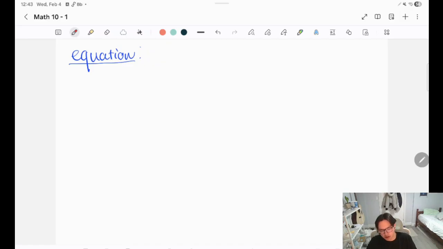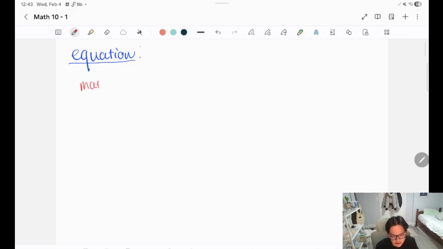So let's move on to our first topic, what the equation means. An equation is a mathematical statement that asserts equality of two expressions using the equal sign. So just write the definition here.